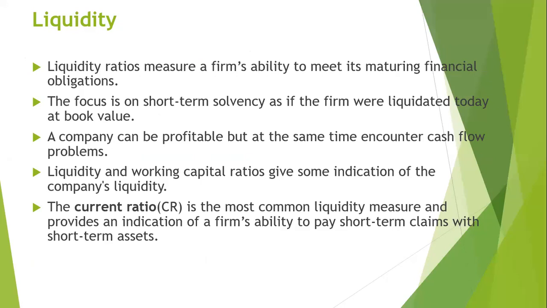You can see that a company can be profitable, but at the same time, their cash flows may not be well. The liquidity and working capital ratios give some indication of the company's liquidity. The current ratio is the most common liquidity ratio measure and provides an indication of a firm's ability to pay short-term claims with short-term assets. The current ratio is necessarily the relationship between the current assets and the current liabilities. So it gives you an indication as to the firm's ability to pay the short-term debts when and where they become due, how comfortably you can meet them.